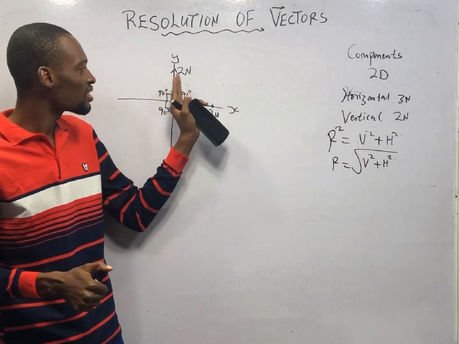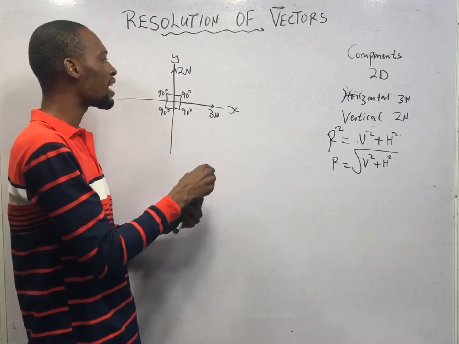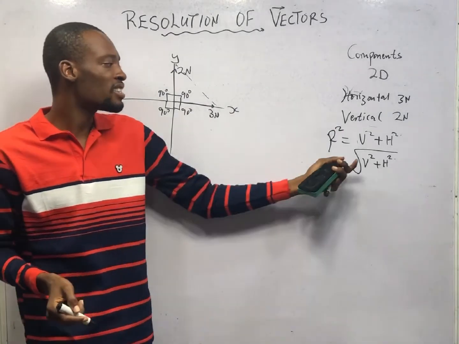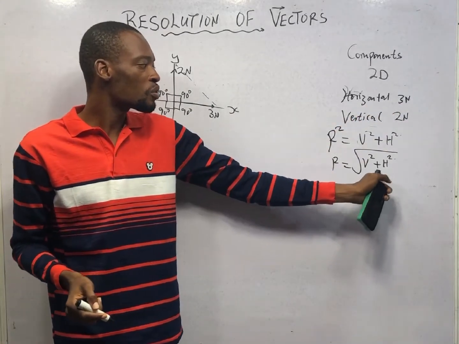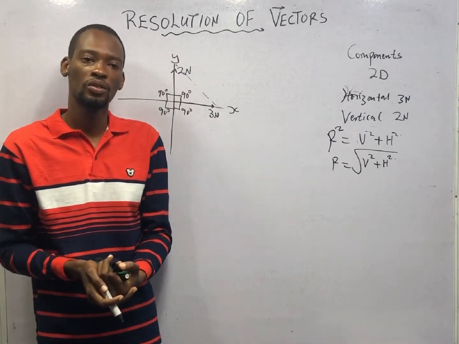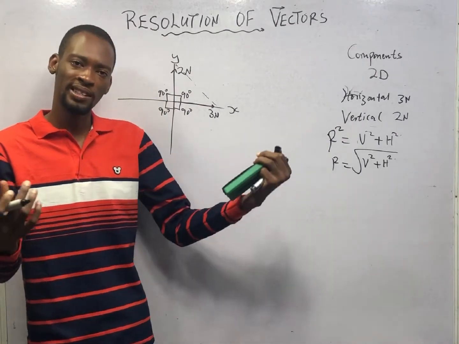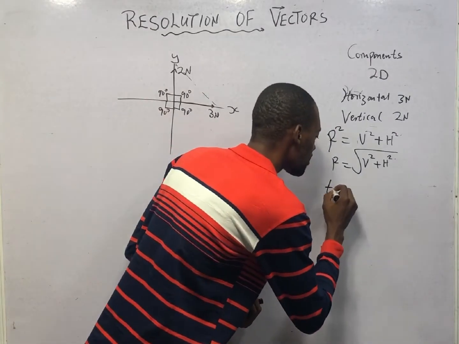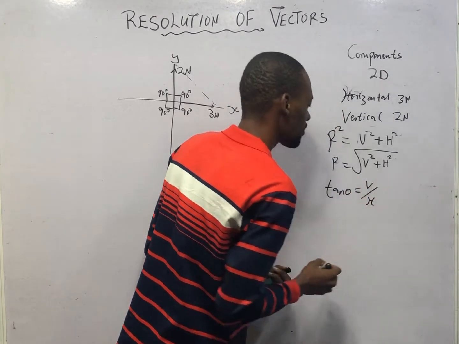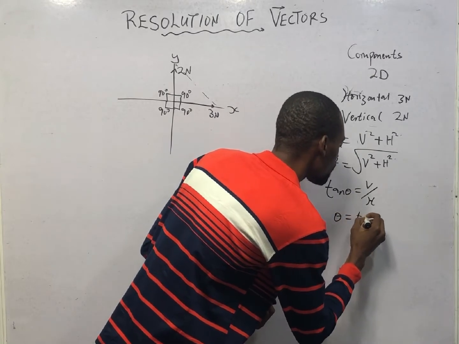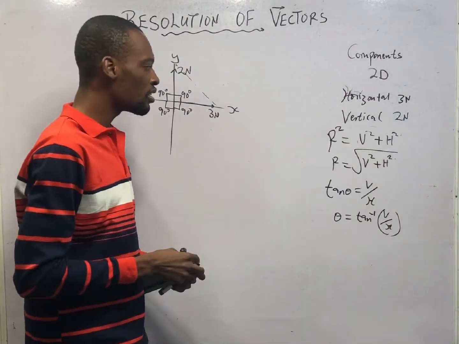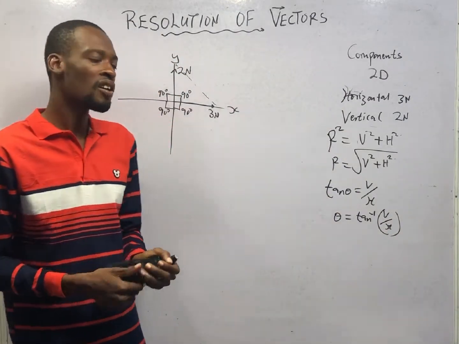For a vector like this, where you see this going here, and when you complete it, you have something like this, a right angle triangle. It is very easy for you to substitute 2 squared plus 3 squared and you'll be given the resultant. Or if you are looking for the angle, the direction, you say tan theta equals v over h, and theta equals tan inverse of vertical over horizontal.